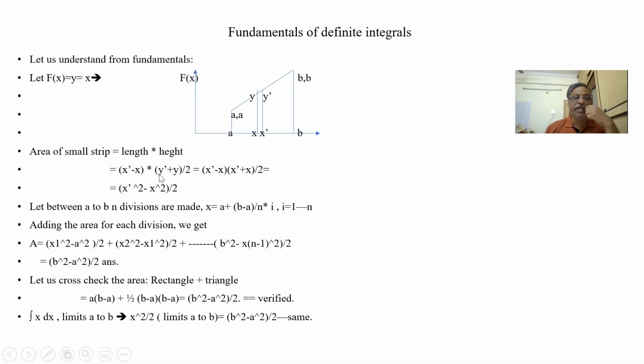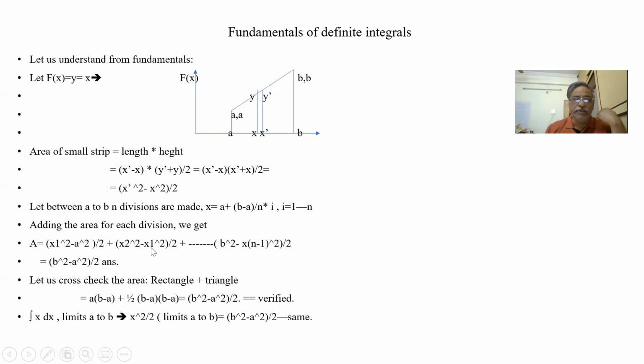It means y is x, as the equation for this line is y is equal to x. So it is x dash plus x by 2, into x dash minus x. So this is x dash square minus x square by 2. Like that, we take an infinite number of strips from a to b. Let us say the first one is x1: x1 square minus a square by 2. This is the first strip.